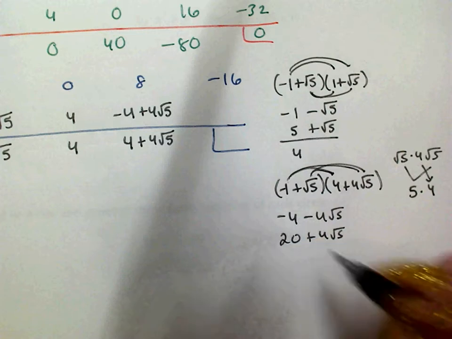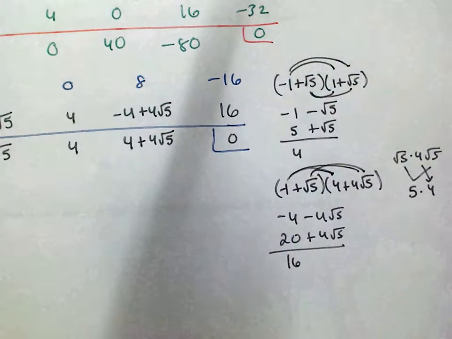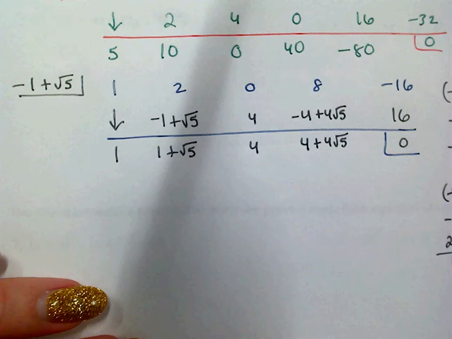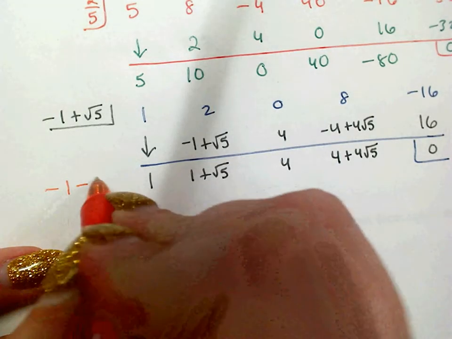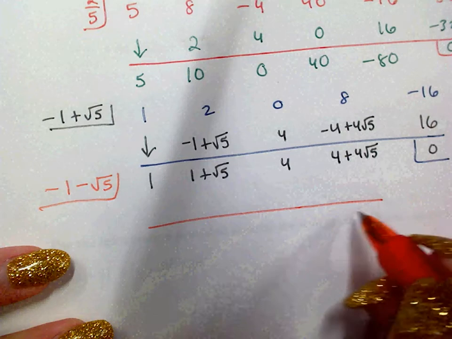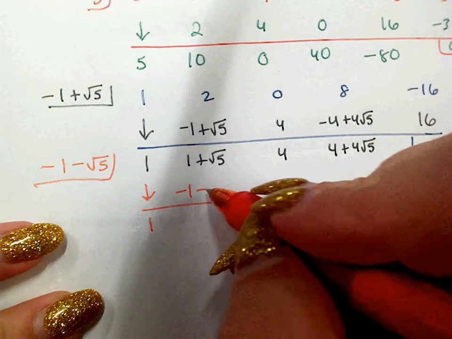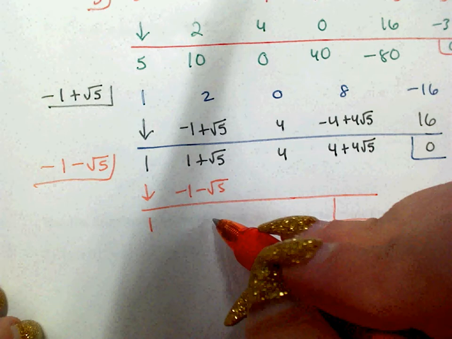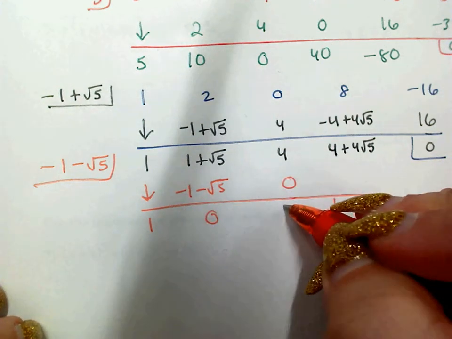All right, what are we going to do next? Negative 1 minus the square root of 5 is what we're going to do synthetic division with now. Drop the 1. 1 times negative 1 minus the square root of 5 is negative 1 minus the square root of 5. What happens? You just get 0, right? Anything times 0 is 0. Add negative 4. 4 times negative 1 is negative 4, and 4 times negative root 5 is negative 4 root 5. Remainder, 0. What do we do now, guys?